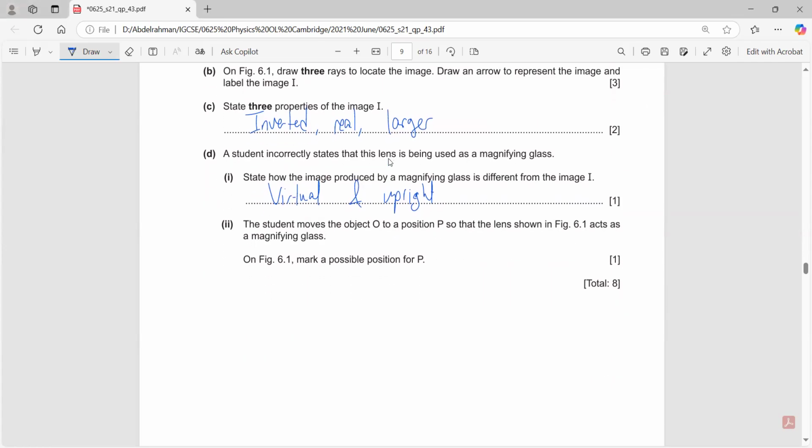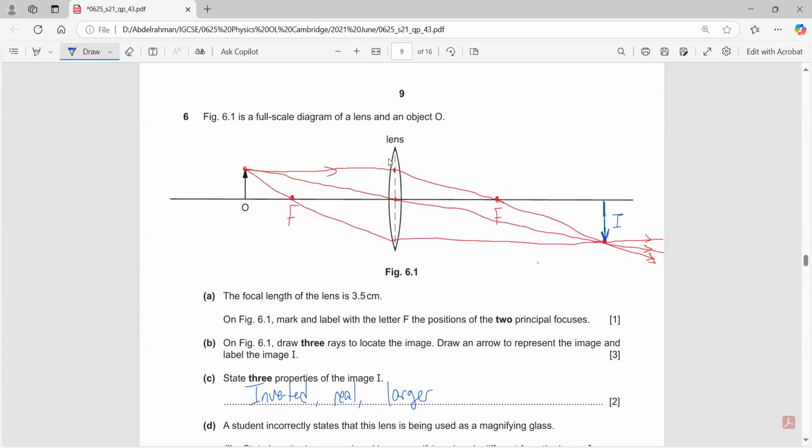The student moves the object to position P so that the lens shown in figure 6.1 acts as a magnifying glass. On figure 6.1, mark a possible position for P. How can this same lens act as a magnifying glass? The object needs to have a distance much less than the focal length. So, for example, I would place the object at this point, P. The distance has to be closer to the lens than, or shorter than, the focal length.